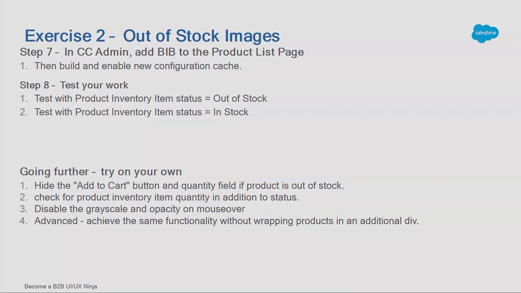Number two, check for product inventory item quantity in addition to status. So in our example, we were just checking on status, but see if you can modify it to also check the quantity of the product.